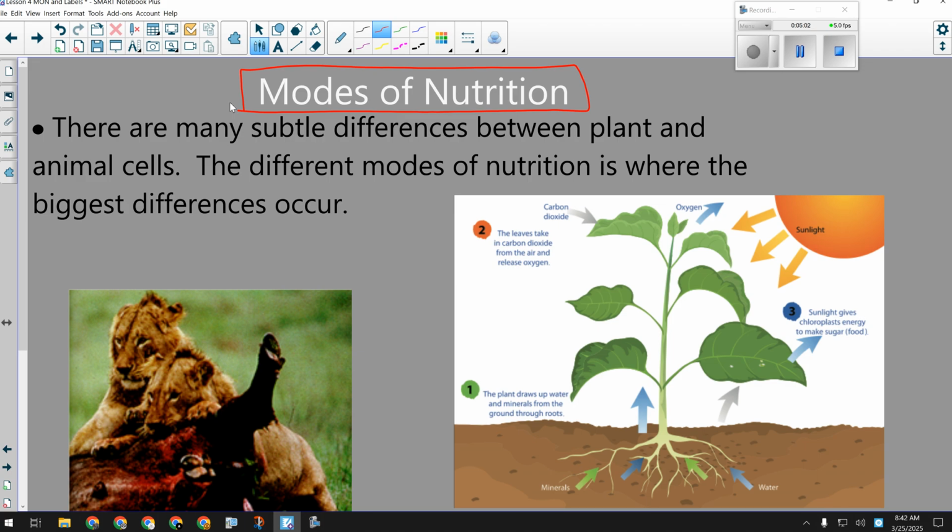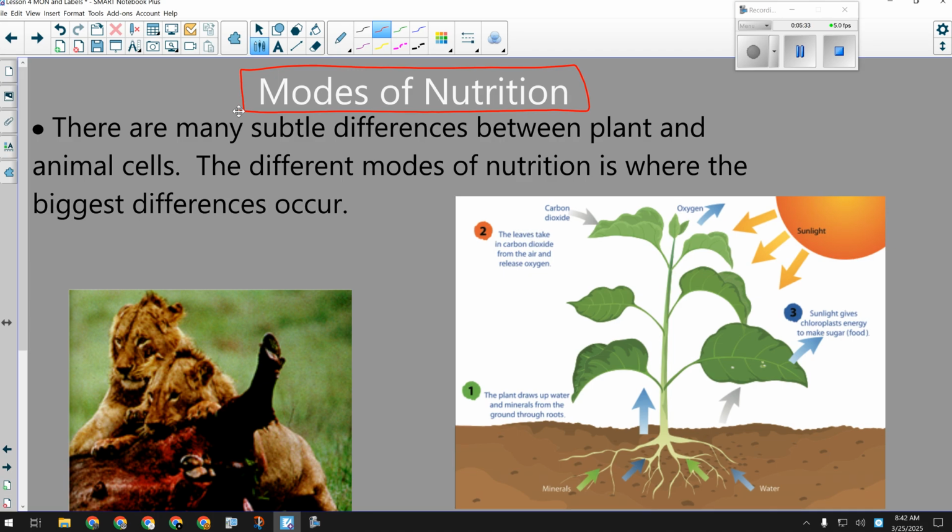There are some exceptionally rare modes of nutrition, like some chemoautotrophs that live in the deep ocean near volcanic vents and things like that. Their metabolism is very, very different. There are a few other extraordinarily rare types, but we're not going to be concerned with those. We're going to be concerned with the two main kinds: organisms that get their fuel from other organisms and organisms that make their own fuel using photosynthesis. So the modes of nutrition is why plant and animal cells are different. The different modes of nutrition is where the biggest cellular structure differences occur.